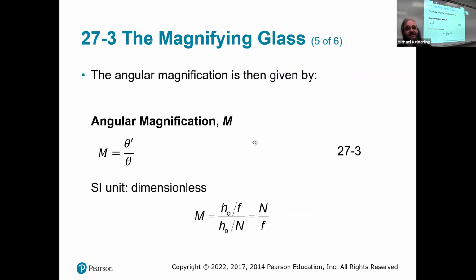The angular magnification, the maximum magnification with a magnifying glass, which is theta prime over theta, ends up being h naught over the focal length divided by h naught over n, which is n over the focal length of the lens.